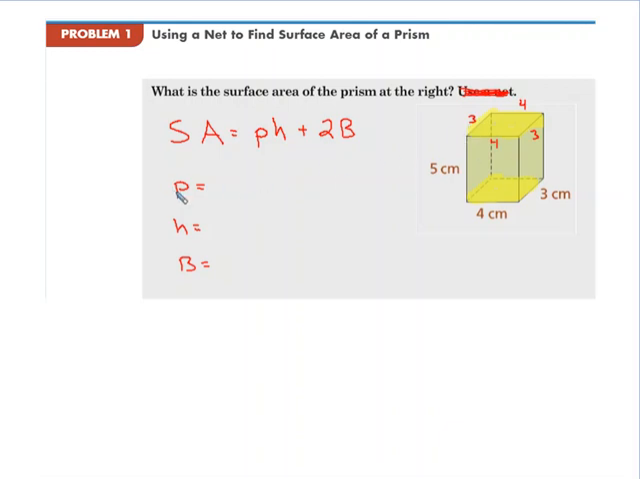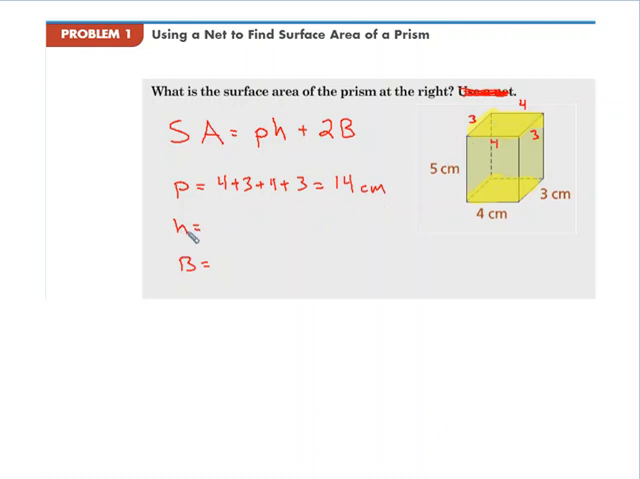So little p refers to the perimeter of the base. So we're literally going to add 4 plus 3 plus 4 plus 3. I mean, some of you are going to see that as 4 times 2 plus 3 times 2. But if I add all that together, 4 and 3 is 7. Then I'm going to have 7 again. So this is going to be 14 centimeters for the perimeter of that rectangle.